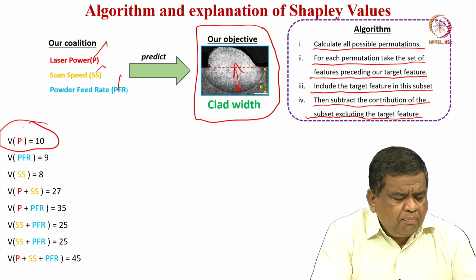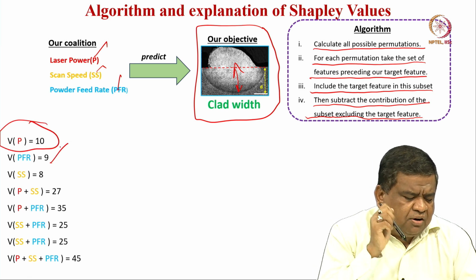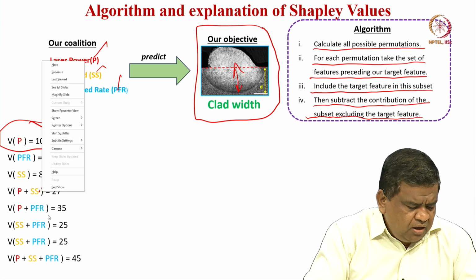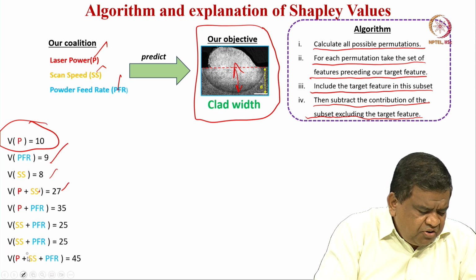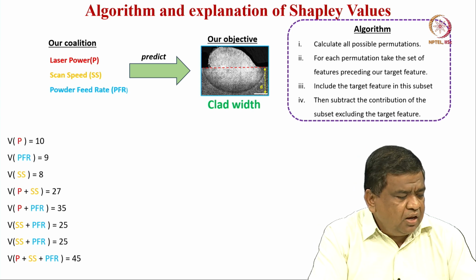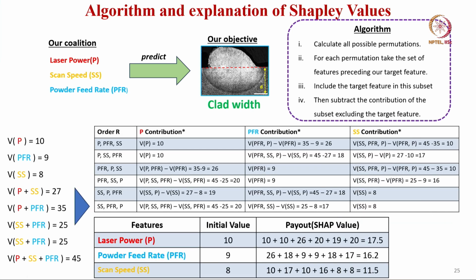Let us say the value of power VP is 10, powder feed rate is 9, and scan speed is 8, so the total is 27. The VP plus power plus PFR, powder feed rate, is 35 and so on. Then if you see the order of P, PFR and SS, the contribution of VP is 10. The PFR contribution is V of PFR, so it is coming out to be 36. That is the powder feed rate contribution, and the scan speed contribution is 10.